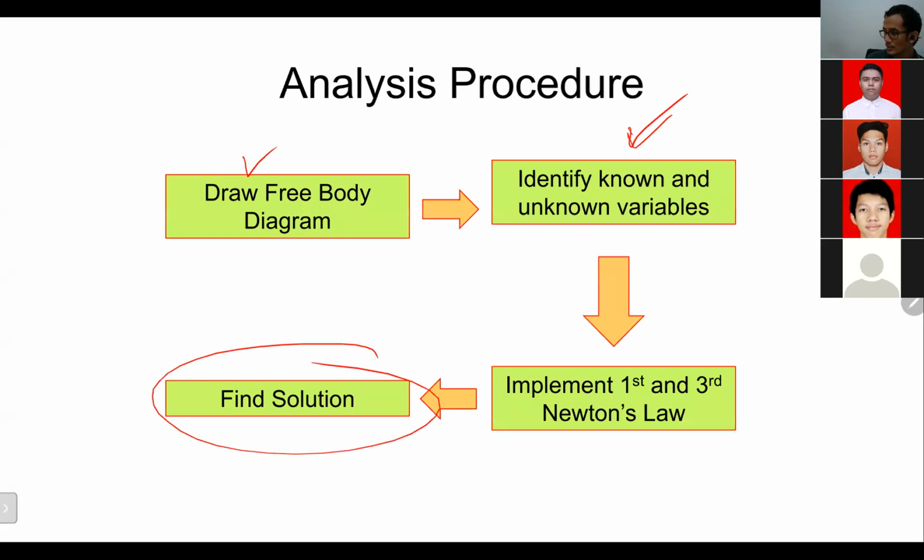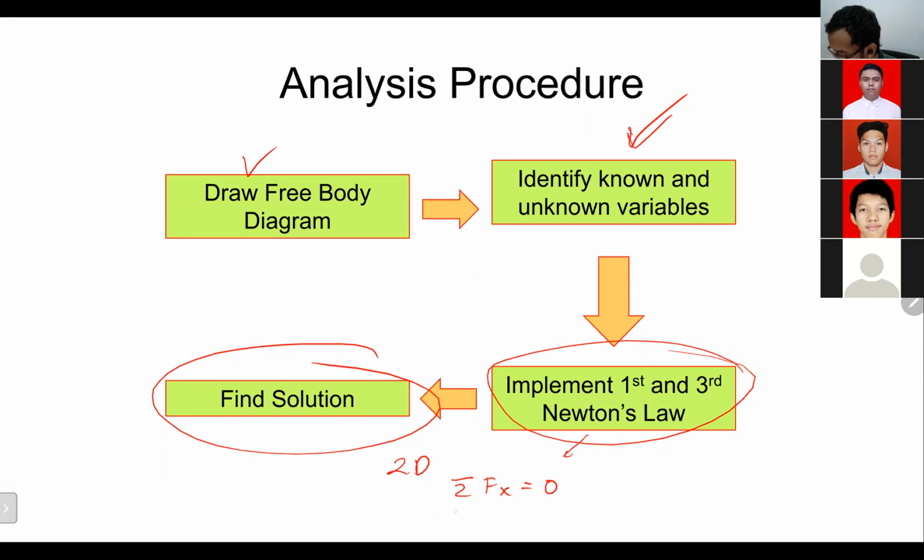In order for you to find a solution, what remaining steps are you supposed to do? This one, right? Yes, implement first and third Newton's law. Actually, the meaning of this is that for a two-dimensional problem you just need to implement sigma Fx equal to 0, sigma Fy equal to 0, and the last one is sigma moment at any location that you want equal to 0.